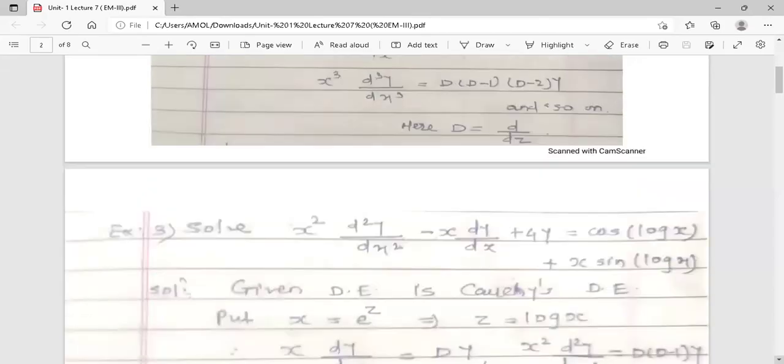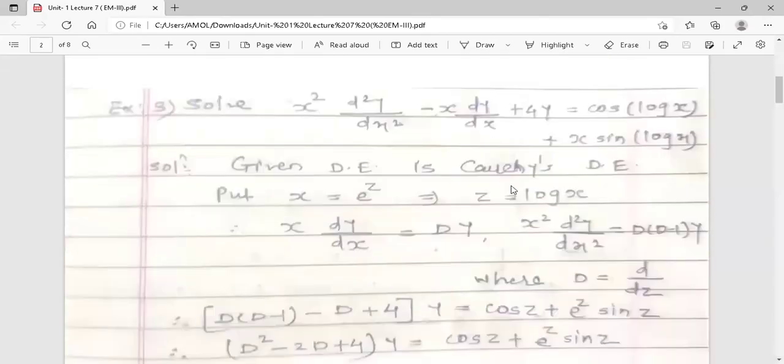Now, one example: solve x square into d2y by dx square minus x into dy by dx plus 4y is equal to cos of log of x plus x into sine of log of x. This is the given equation. We want the solution for this equation. Now you check whether it is an LDE. If it is not an LDE, then is it a Cauchy's equation?